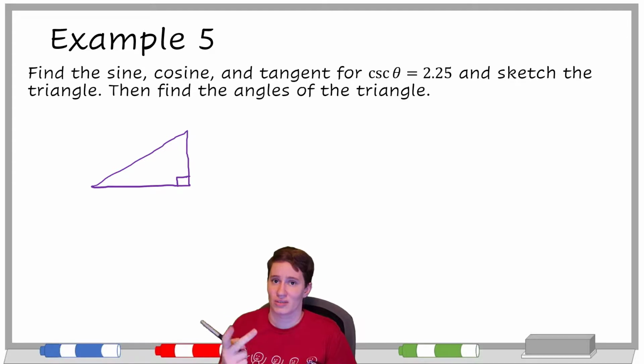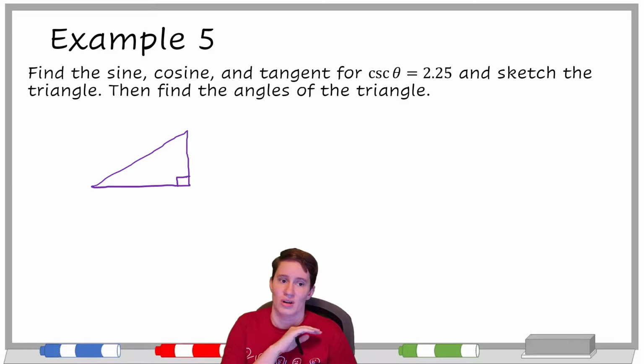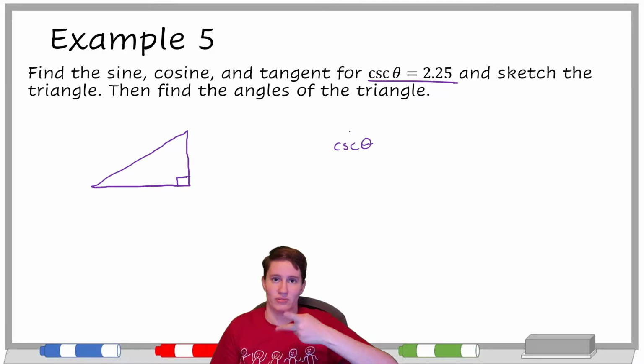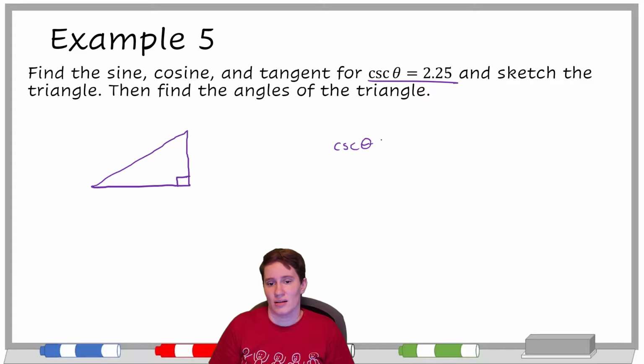In the workbook, this is like 2 separate questions. It asks you the first sentence, and then on the next problem it says find the angles for the problem you just did. So let's start off by breaking down cosecant theta equals 2.25. Now cosecant is the flip of sine. It would really be helpful if 2.25 was a fraction instead of a decimal.